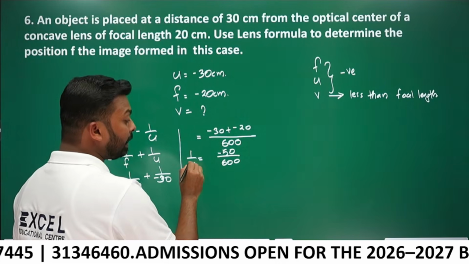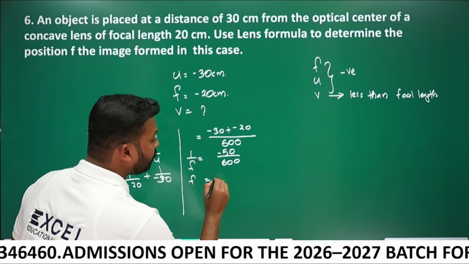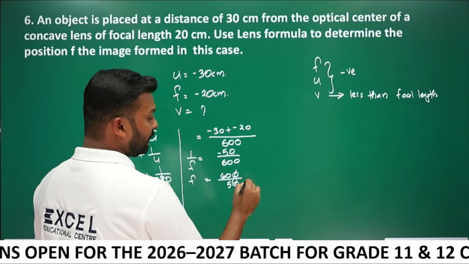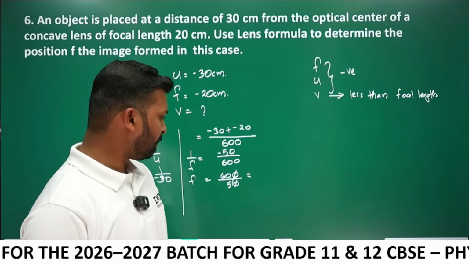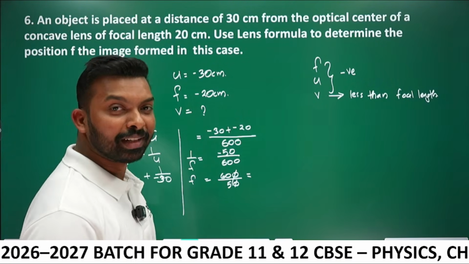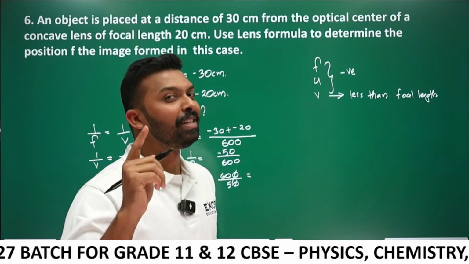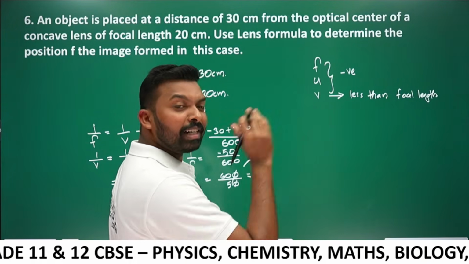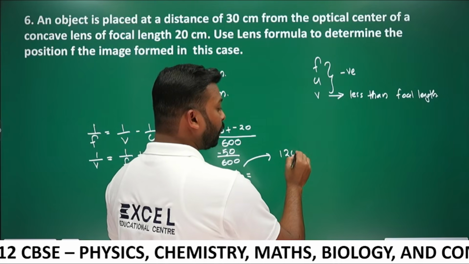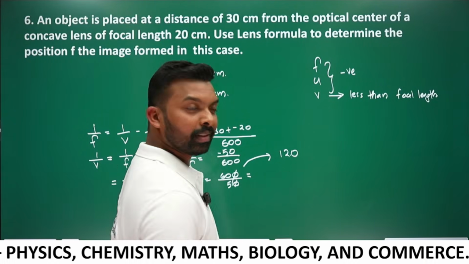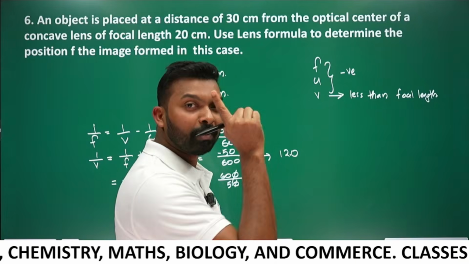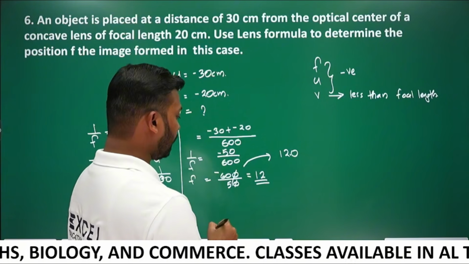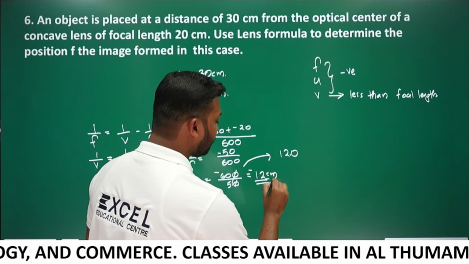This is actually 1 by F. Okay, don't forget. So F is equal to 600 by 50. So cancel, it will be 60 by 5. I'll tell you another trick for this particular thing. Any number which is divided by 5, you can do one small trick: make that number double. So 60's double will be 120, and put a decimal one point to the left. So the answer will be 12. We have a negative here, so it will be minus 12 centimeters.